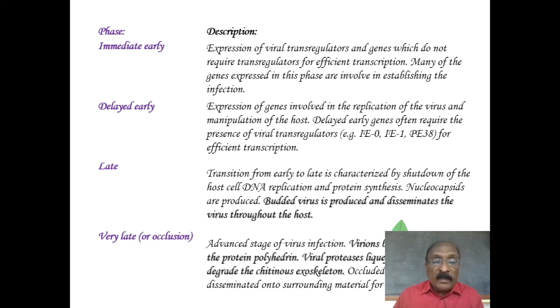Coming to the very late period of infection, it is the advanced stage of virus infection. Virions become occluded in the protein polyhedrin, and viral proteases liquefy the host and degrade the chitinous exoskeleton. Occluded progeny virus is disseminated onto surrounding material for horizontal spread.